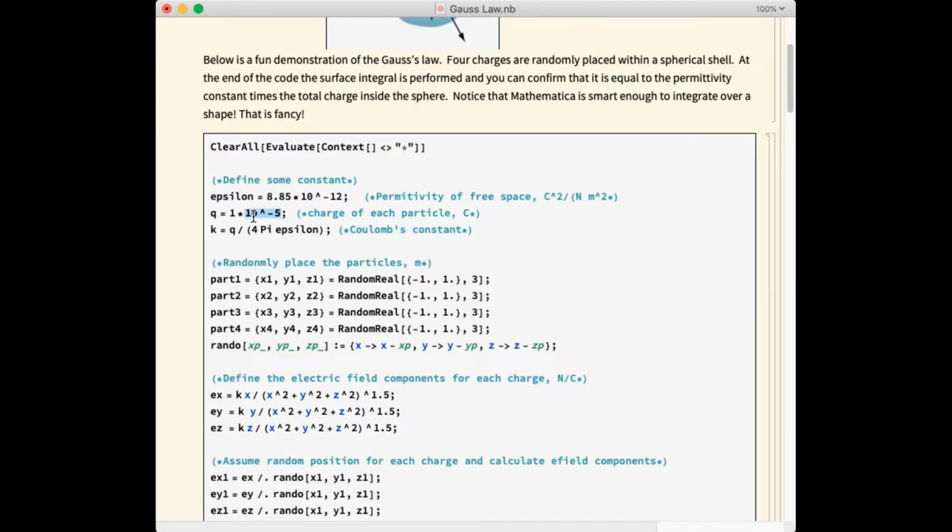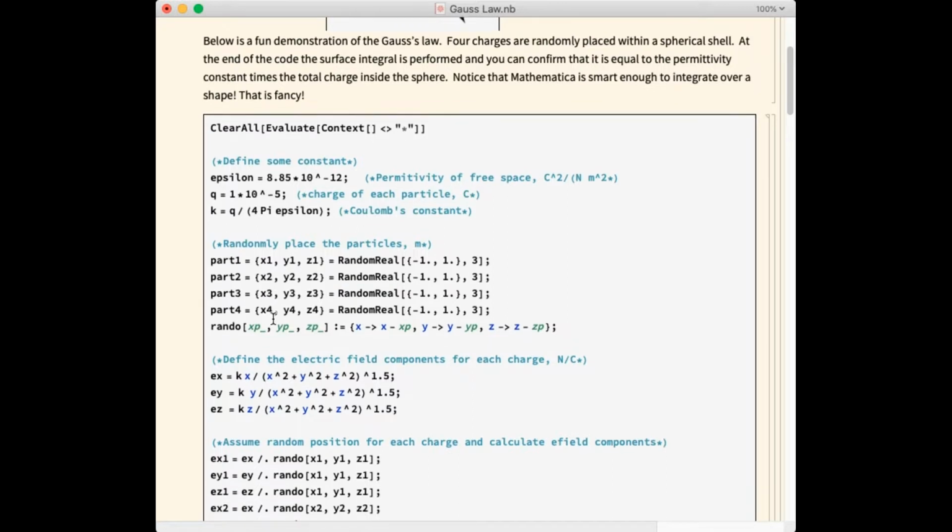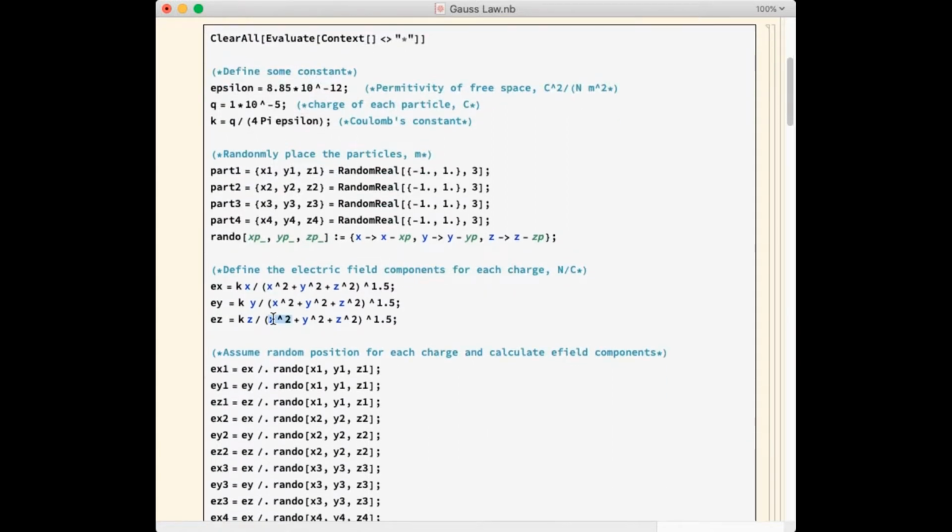So this is the charge of each particle. I'm going to put 4 particles inside the surface, and I'm just going to randomly place them. So every time I run this, they're going to change their position. Okay. Here I'm calculating the electric field components for each charge.